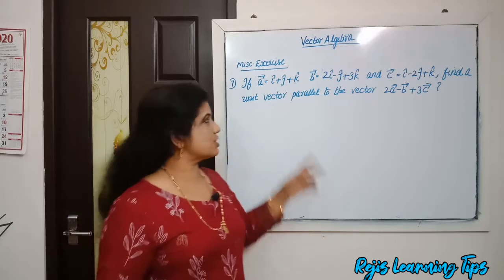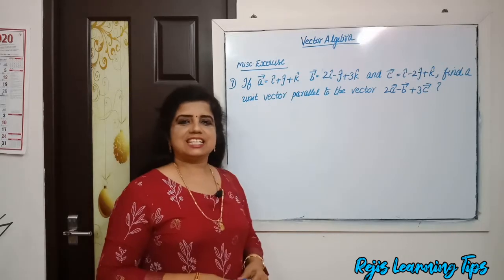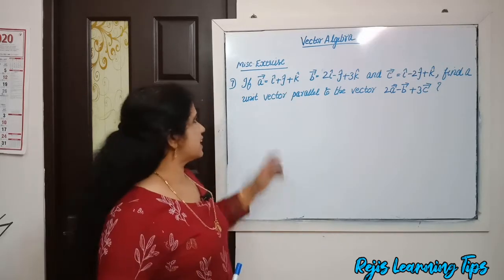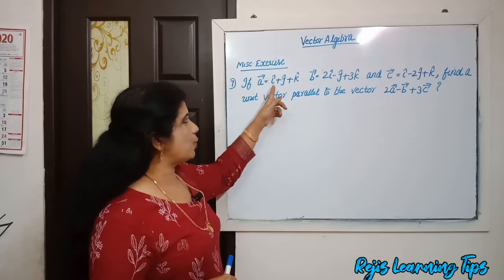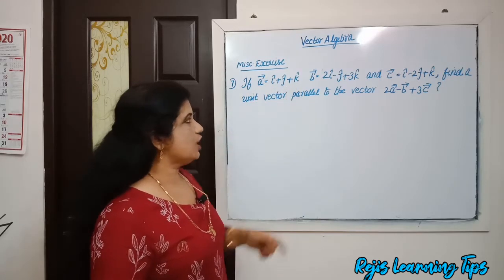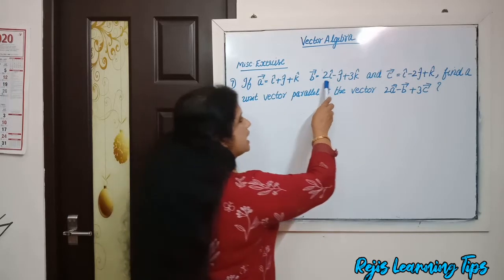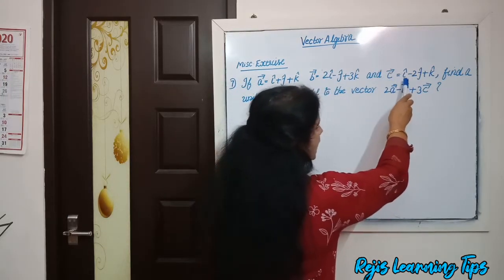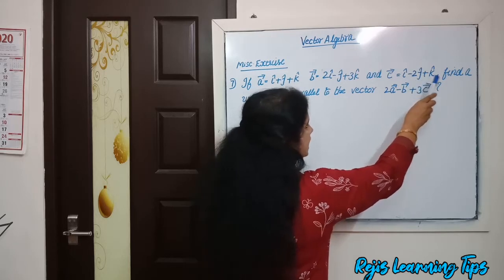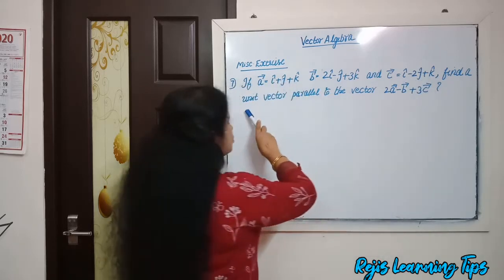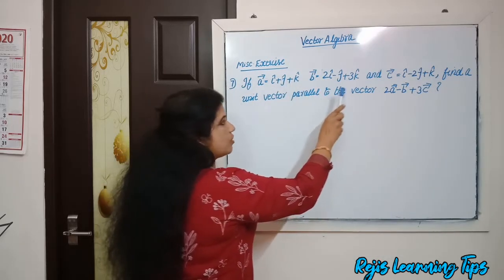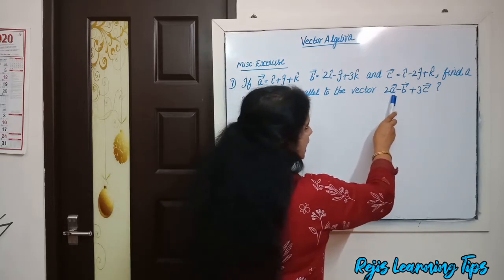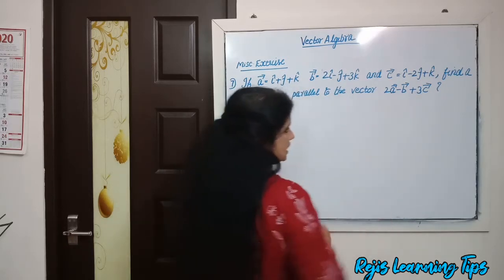Miscellaneous exercise question number 7. If vector A is equal to i plus j plus k, vector B is equal to 2i minus j plus 3k, and vector C is equal to i minus 2j plus k, find a unit vector parallel to the vector 2A minus B plus 3C.